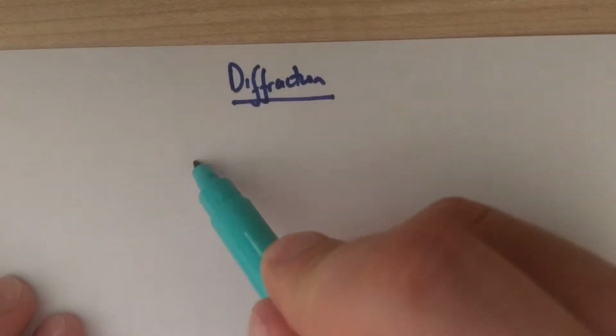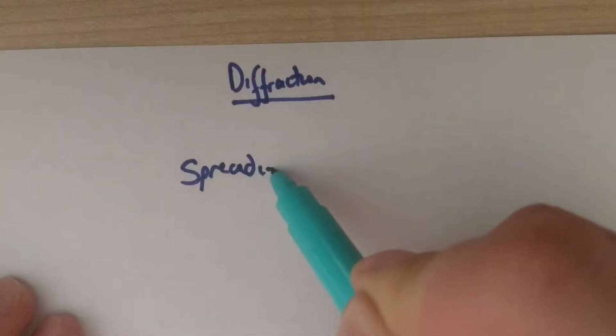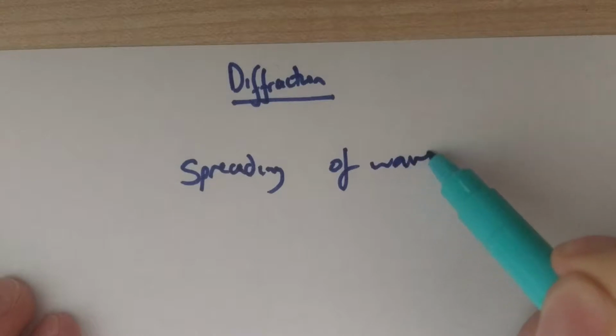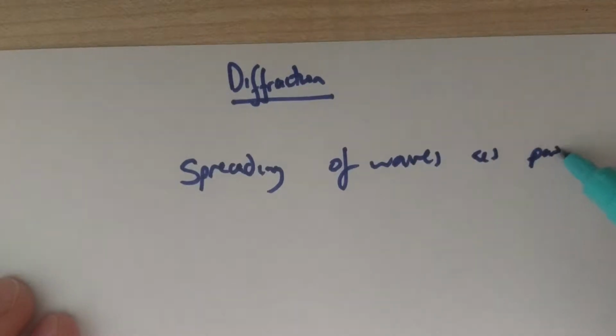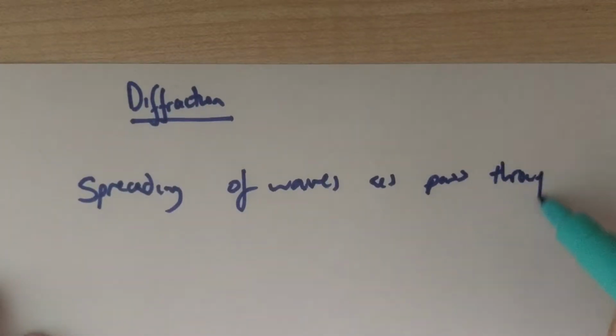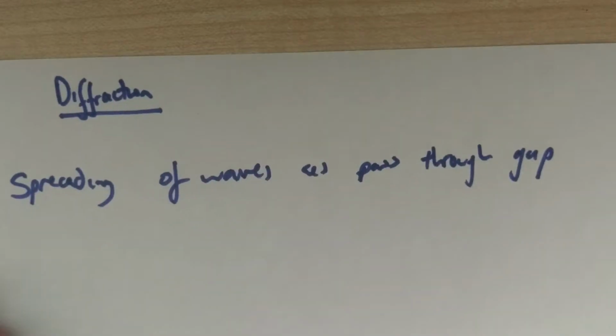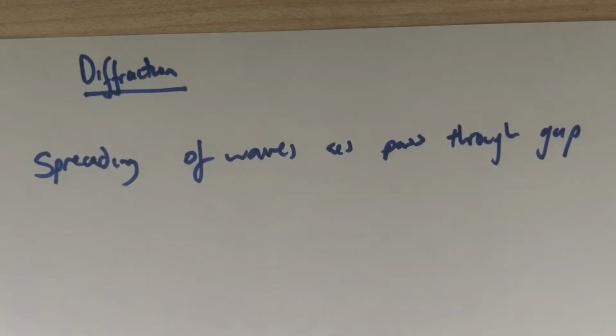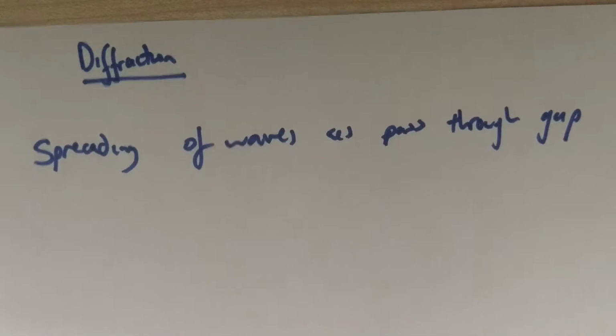So diffraction is very simply the spreading of waves as they pass through a gap. So that's your fundamental idea of diffraction. As a wave passes through a gap, it will spread out.